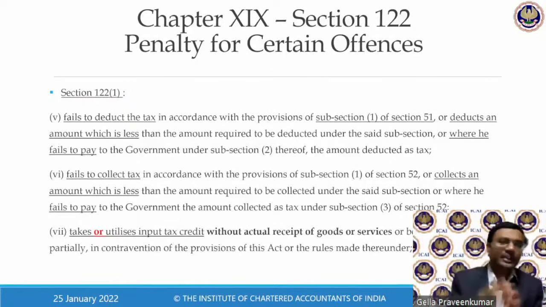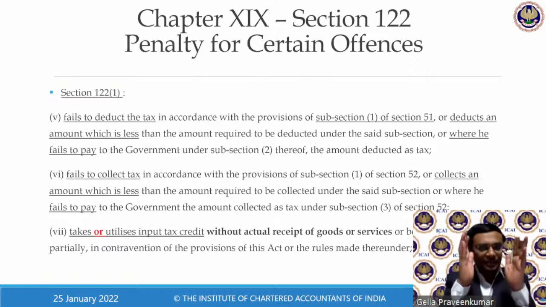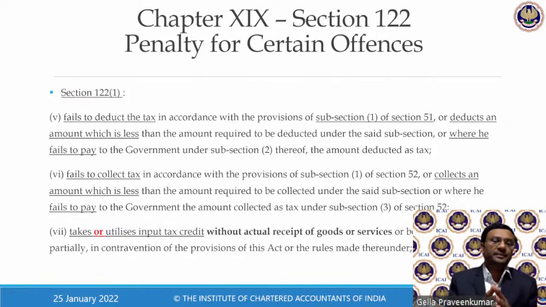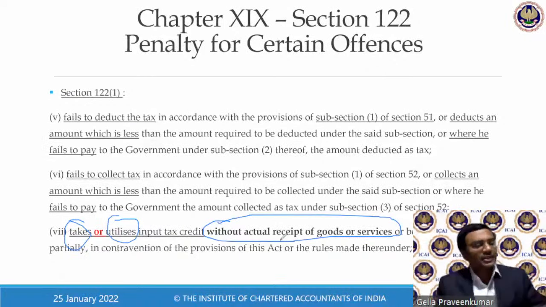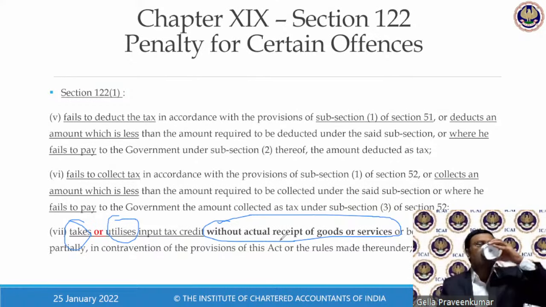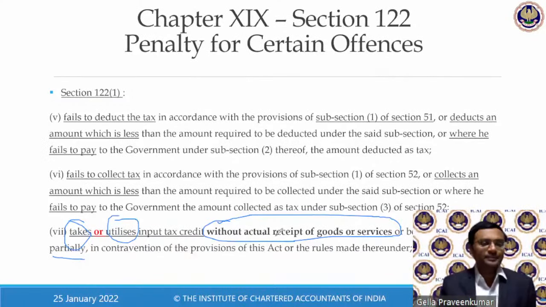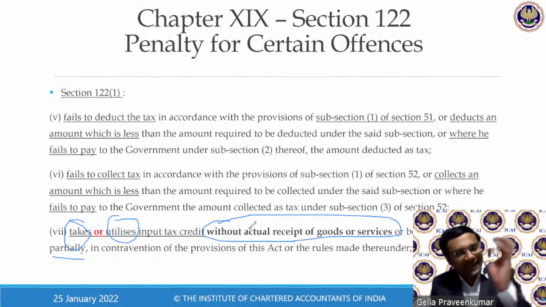Even then, a penalty can be attracted. I'm just drawing your attention to this point. So when we talk about penal provisions: ITC taken or utilized without actual receipt of goods or services, or both, either fully or partially.